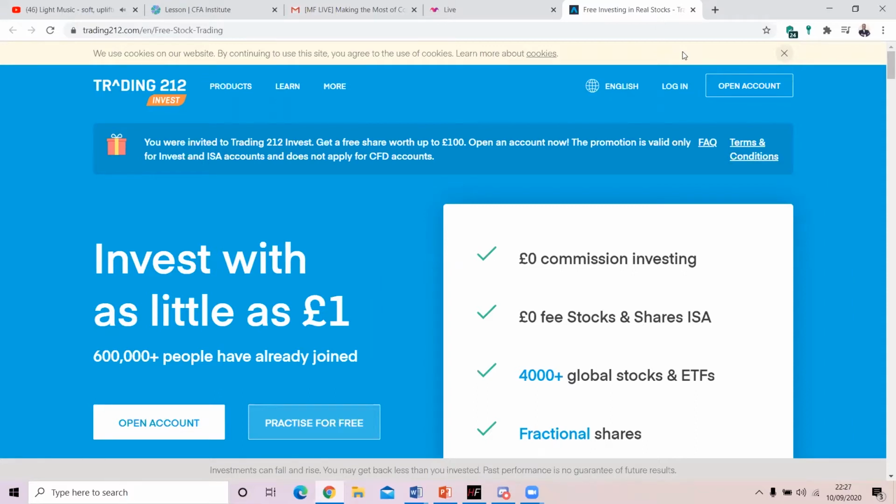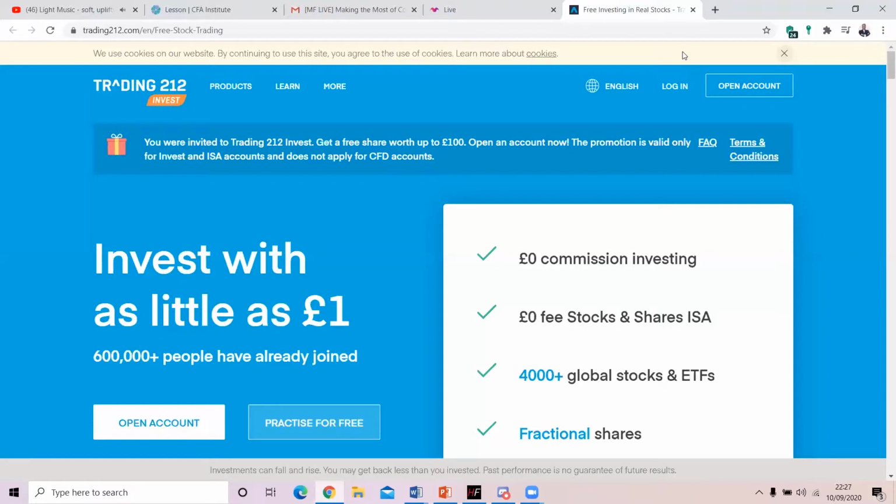So I've just decided to do a mock-up class on how to use the Trading 212 app. I'll be as quick as I can and as concise as possible. On my screen, you can see the front page of the Trading 212 app.